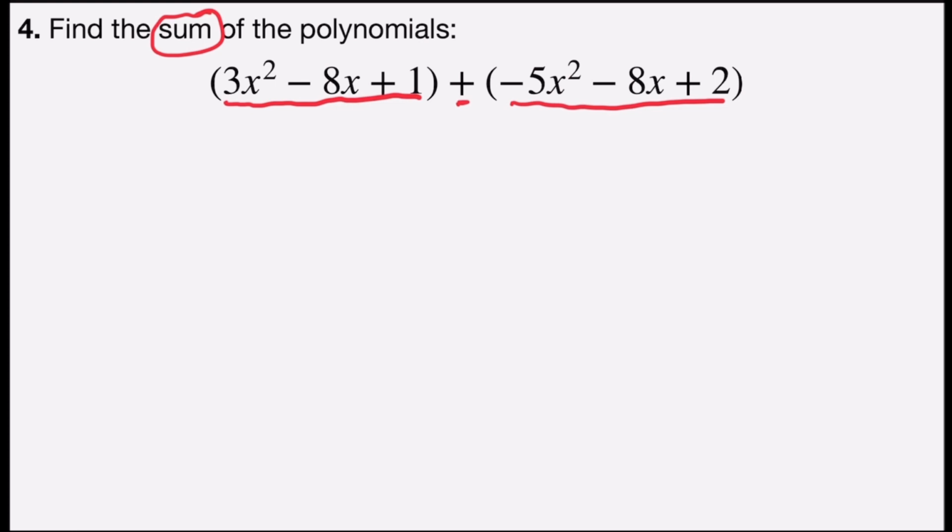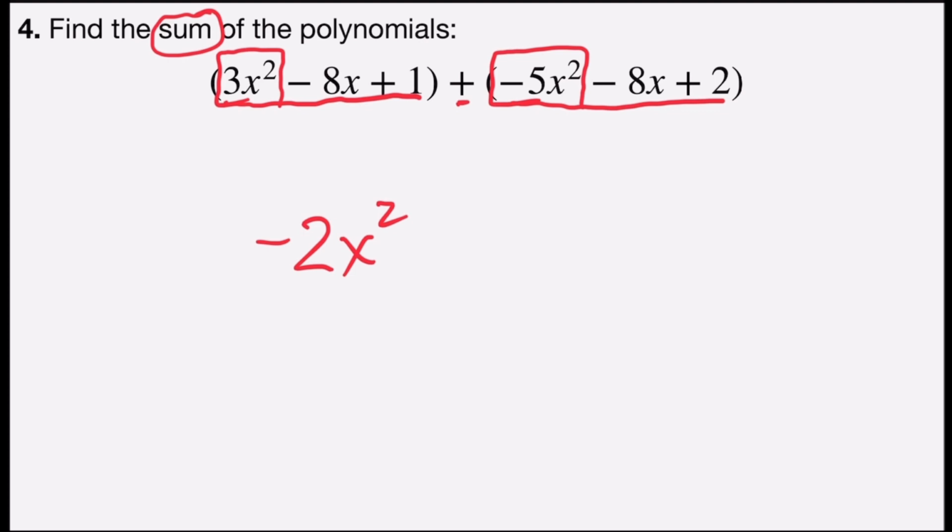So in the first polynomial, I have an x squared term. In fact, I have 3x squared. And that's a like term, or the same name as negative 5x squared in the second polynomial. Remember, terms are named by the variables and exponents that are on them. So 3x squared minus 5x squared will be negative 2x squared as the first term in my sum.